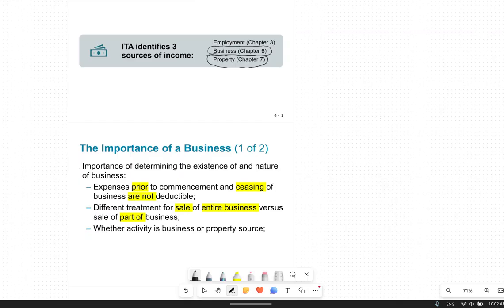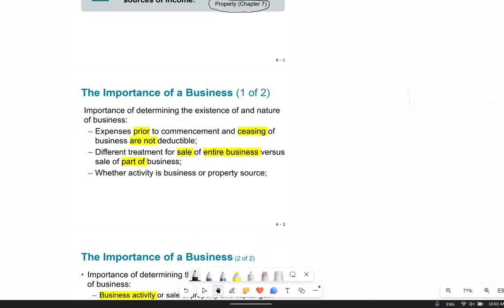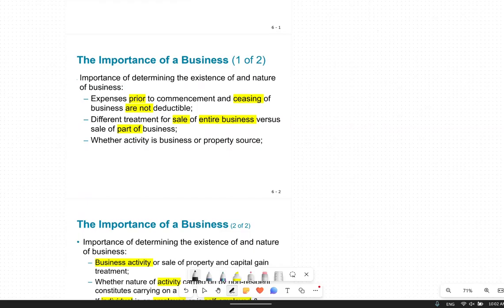So we are going to be talking about Chapter 6. Chapter 6 is the importance of a business. So why is a business important? To determine if a business exists, meaning is there a business? That's why it's important. Any expenses that are created prior to starting a business or after ceasing, after you close your business, are not deductible.